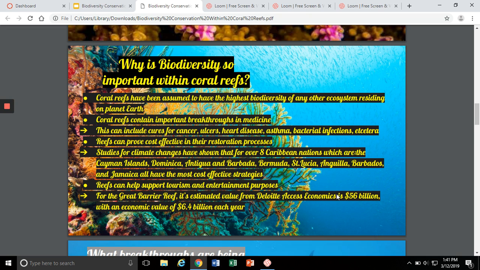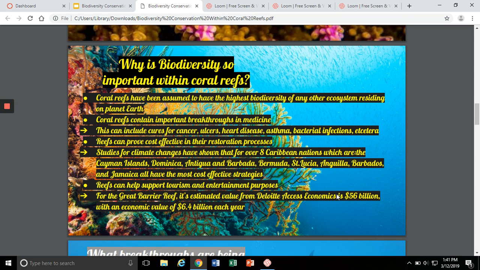Why is biodiversity so important within coral reefs? Well, coral reefs have been assumed to have the highest biodiversity of any other ecosystem residing on planet Earth. Coral contain important breakthroughs in medicine, and these can include cures for cancer, ulcers, heart disease, asthma, bacterial infections, etc. Reefs can prove cost-effective in their restoration processes.